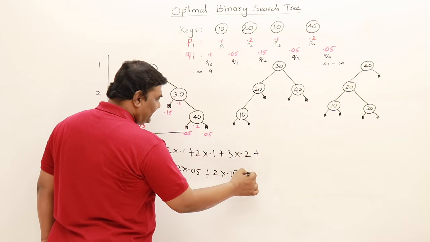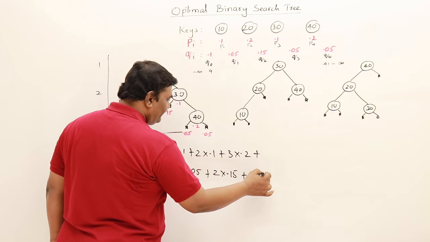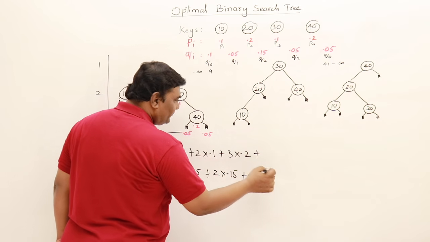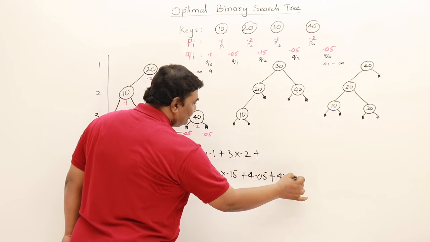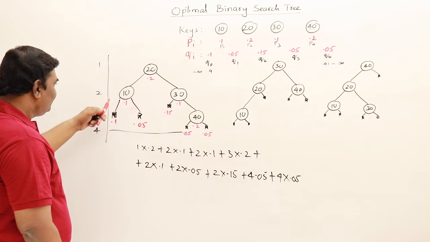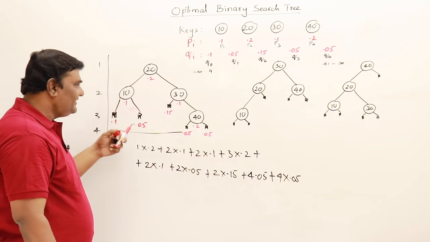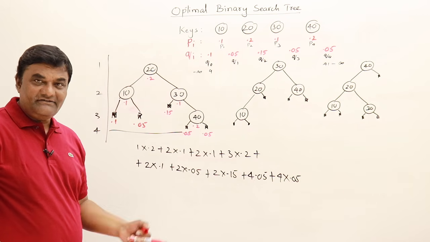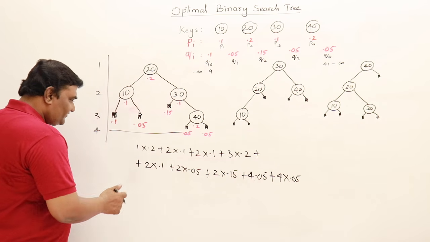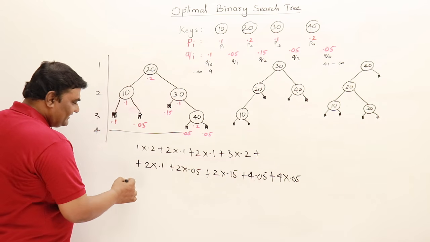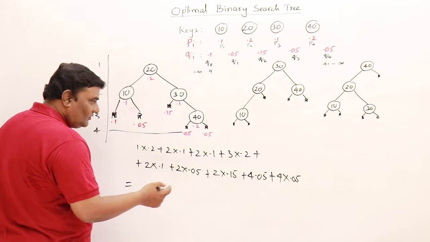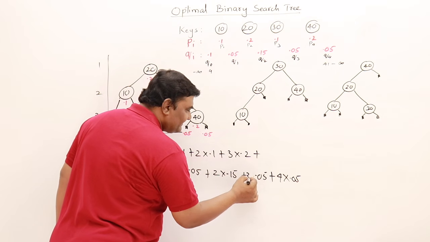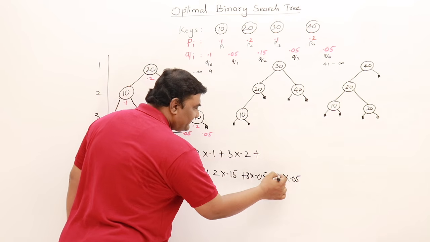So this is 4 into 0.05 and plus this is also 4 into 0.05. Okay, see these square nodes, they are also at some level, but we don't consider their level, we'll consider one less than their level. So this is the total. So what will be the total if I multiply and then add? This will be equal to, oh, I have written this as 4. This is actually 3, right? So this is 3 into.